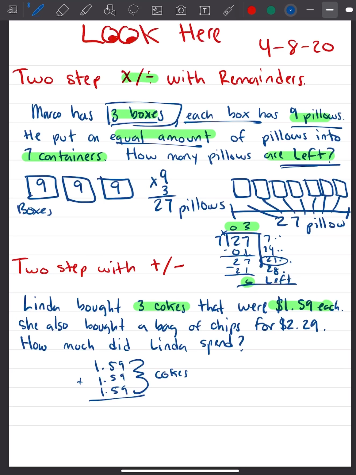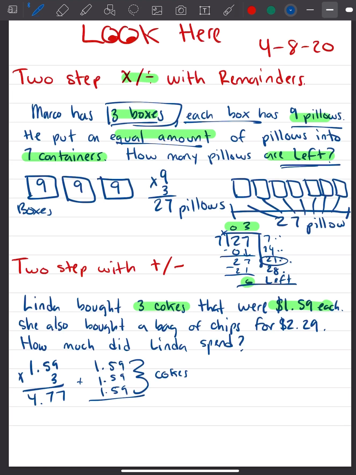Now, you can do 2 things here. You can either add them up, 159 plus 159 plus 159, or I can do what else? Yeah, or I can multiply it, 159 times 3. They're both going to give you the same answer, okay? So I'm going to multiply it really quick for you, and I get $4.77.